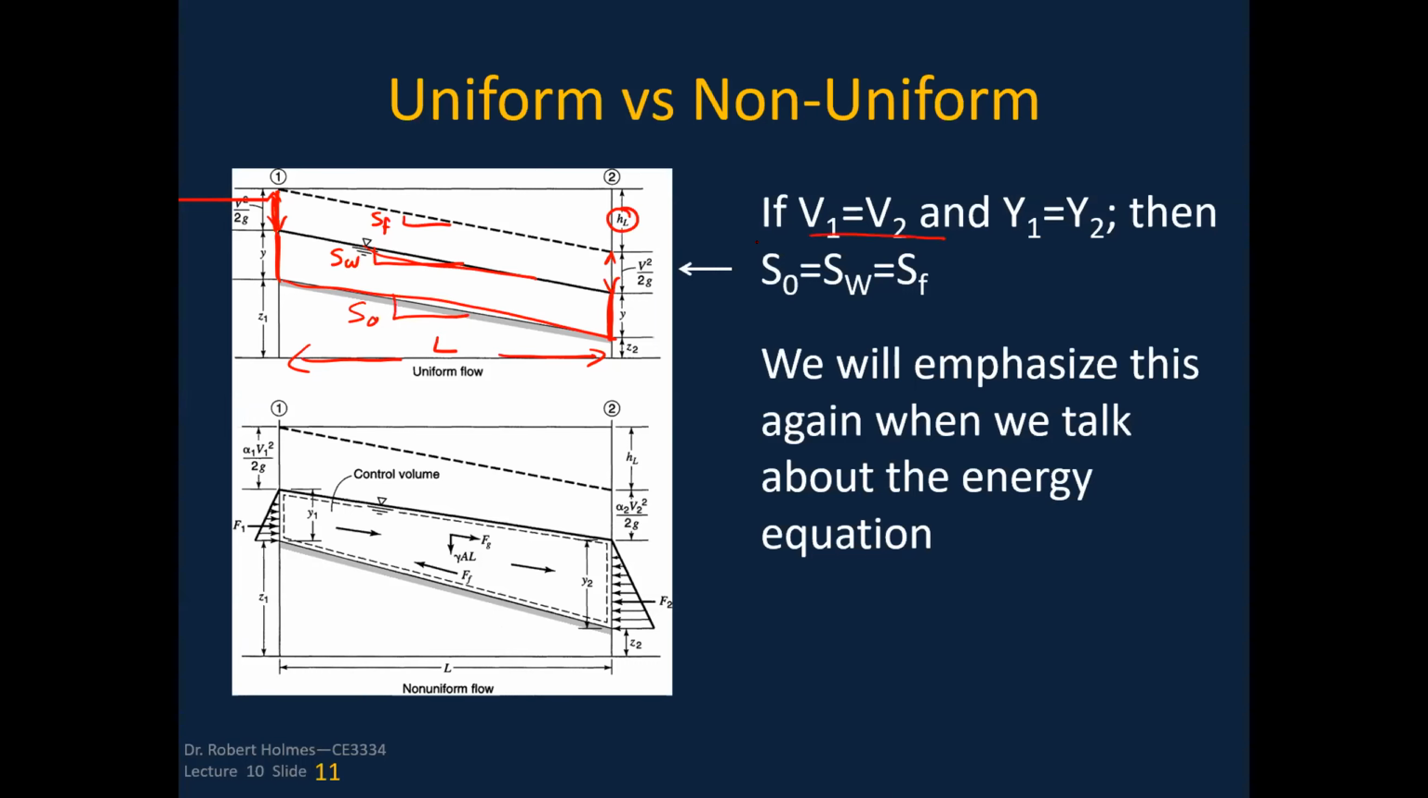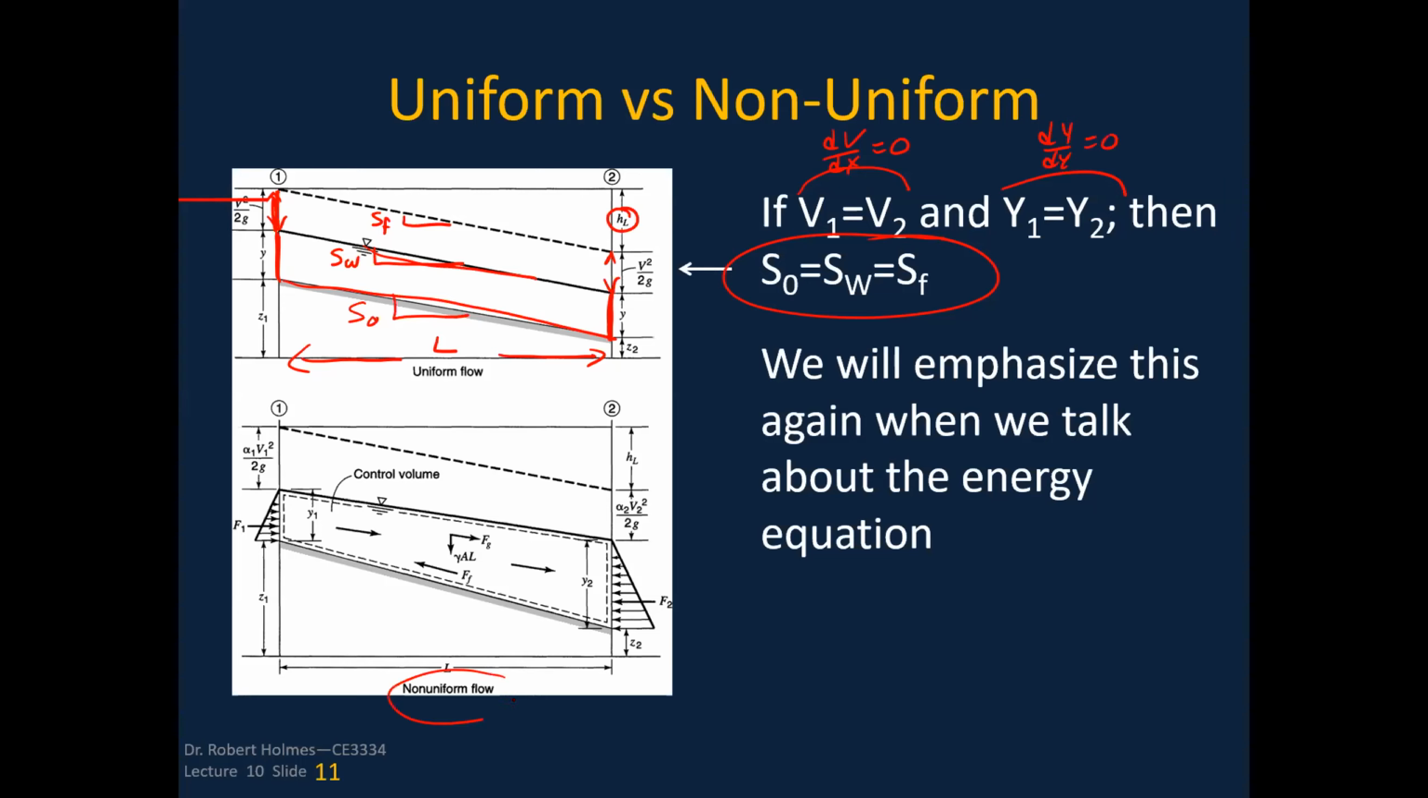And if we have uniform flow, the bed slope is equal to the water surface slope, which is equal to the friction slope. And again, uniform basically means the change in the velocity with respect to x is 0, and the change in depth with respect to x is equal to 0 in that uniform case.